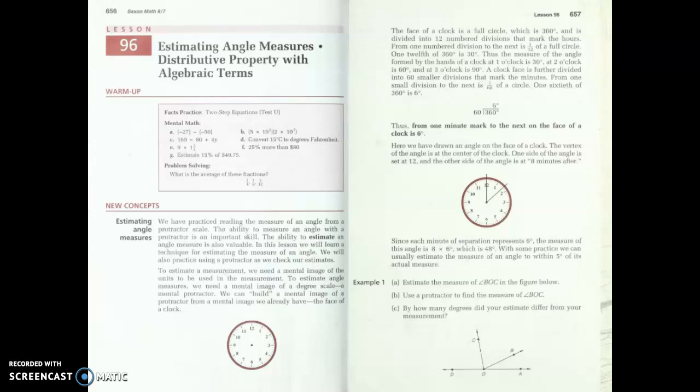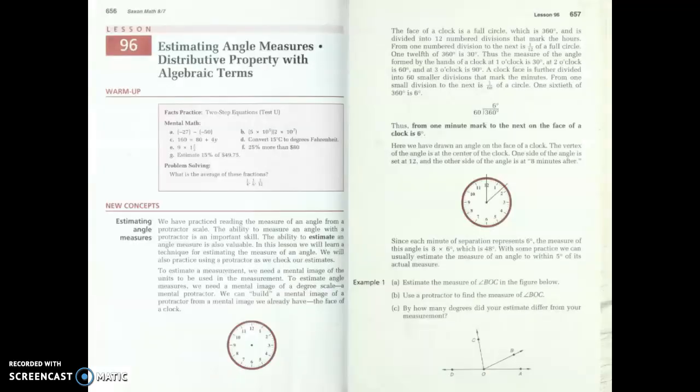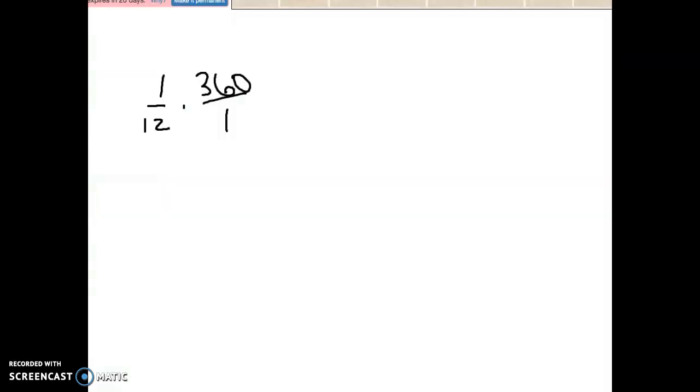Our clock is divided into 12 numbered sections that mark the hour, from one numbered section to the other. So from 12 o'clock to 1 o'clock, this piece right here represents 1/12 of a full circle. We would write that as 1/12 times 360 over 1, which is going to be 30 degrees. So when you do the math, it's 30 degrees.